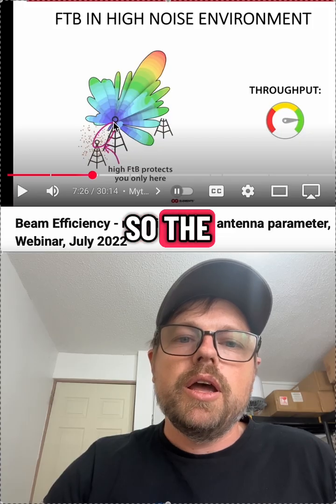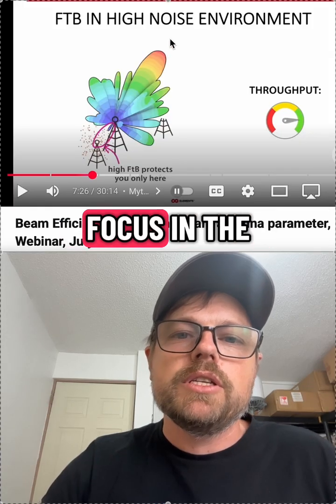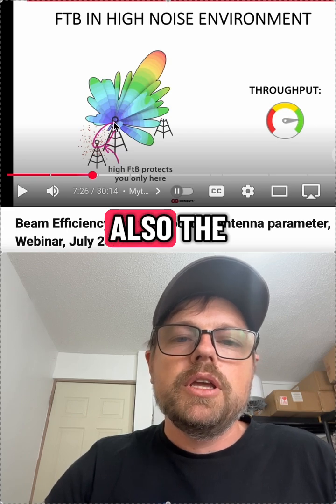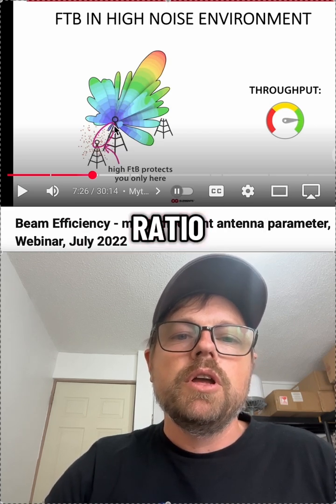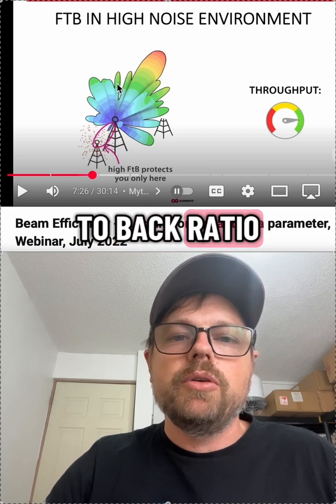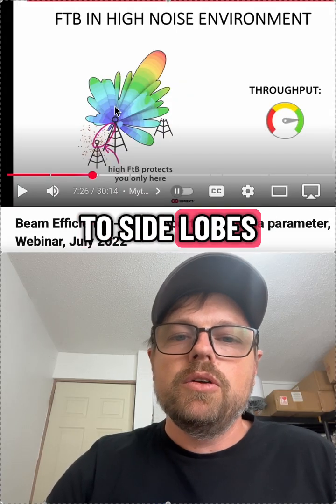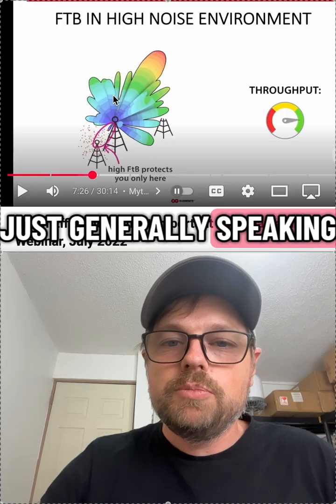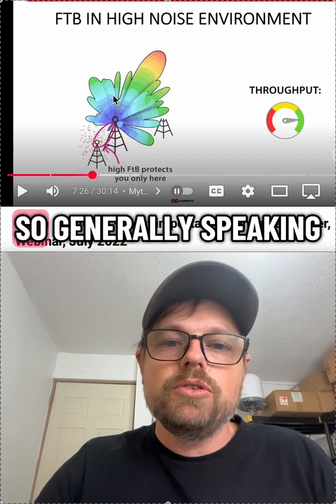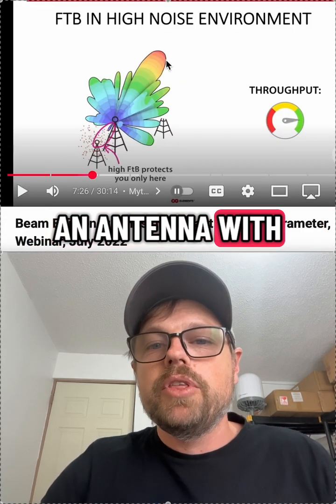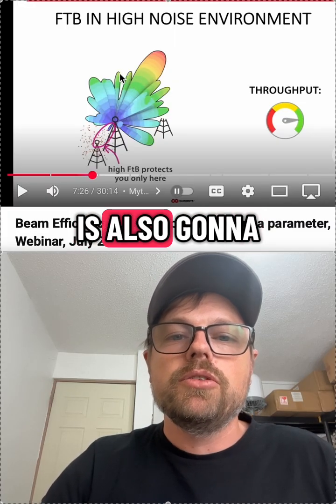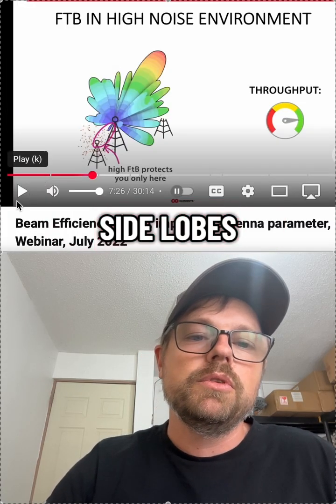The ability of the antenna to focus in the forward direction is related to the front to back ratio, and the front to back ratio is also related to side lobes. Although not necessarily, just generally speaking, yes. Generally speaking, an antenna with a high, good front to back ratio is also going to have suppressed side lobes.